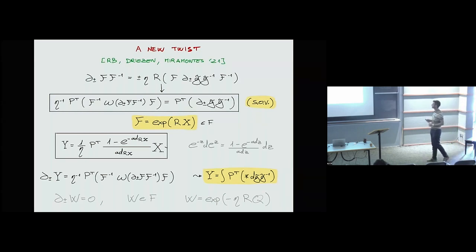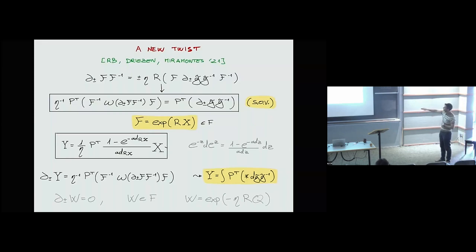It's not clear how to solve it, but it is possible to solve it in the following way. So first of all, I want to parameterize F as the exponential of R acting on an element of the Lie algebra that I call capital X. And then I further relate X to another element of the Lie algebra that I call Y through this relation. You see that this is a complicated relation. It's highly nonlinear, but it's completely local. There are no non-localities involved.